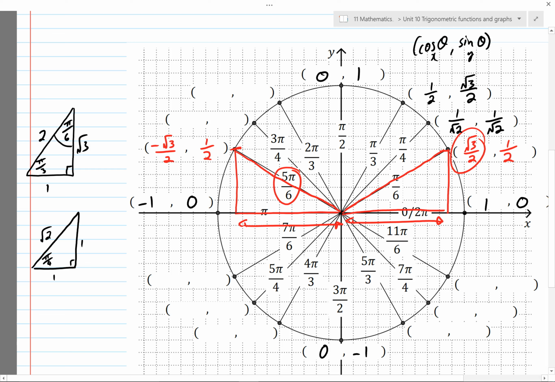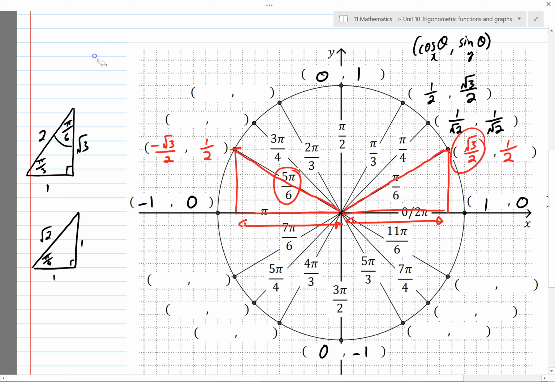So just by using that little bit of symmetry, I now know that cosine 5 pi on 6 is minus root 3 on 2, and I know that sine 5 pi on 6 is a half. And just for fun, I know that tan 5 pi on 6 is the y coordinate divided by the x coordinate, so a half divided by minus root 3 on 2. That's it, just using symmetry.